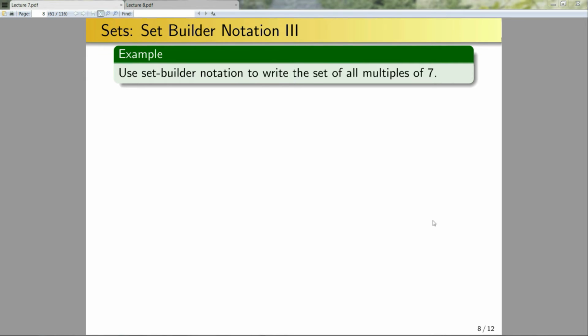Now let's give some more examples of set builder notation. Use set builder notation to write the set of all multiples of 7. So pause the video and try this example on your own before I give you the solution.